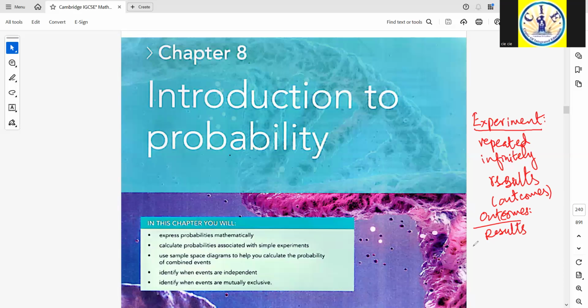For example, the experiment could be a coin toss. With this experiment, we are either to have a head or a tail. So coin toss is the experiment and head and tail are the outcomes.